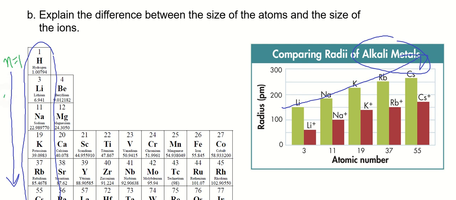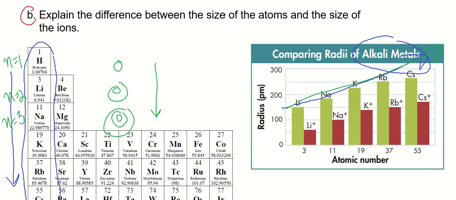So n equals 1, n equals 2. Sodium has its valence electrons in the third energy level, or n equals 3, and so on. So this might be hydrogen, this is lithium, and this is sodium, and so on. As you go down the periodic table, those atoms get larger.